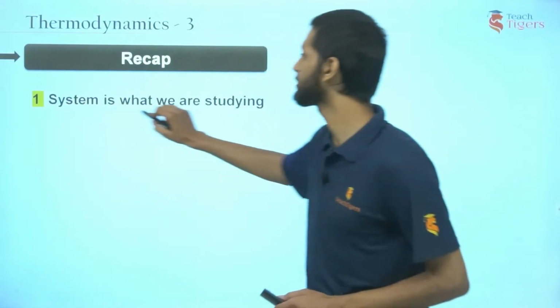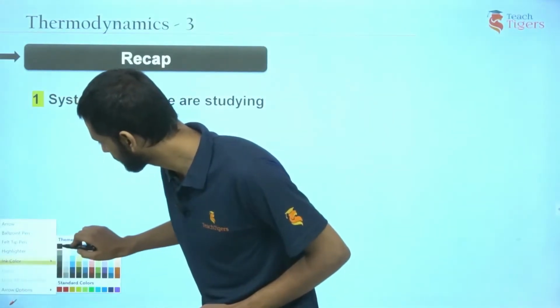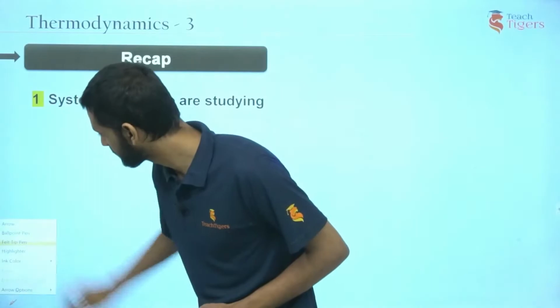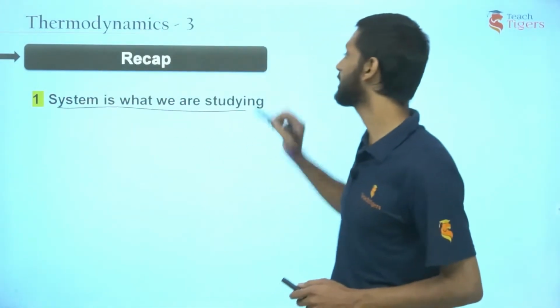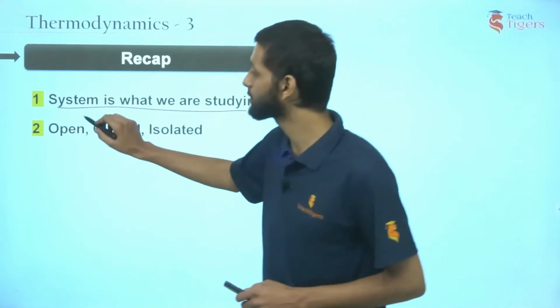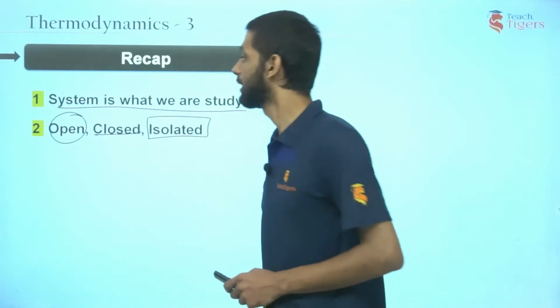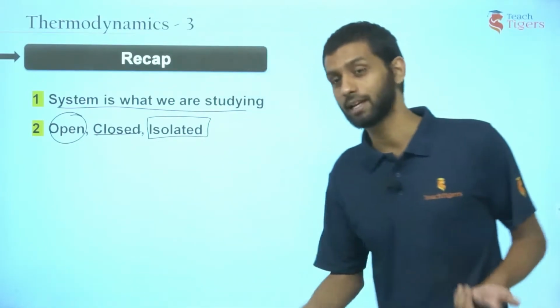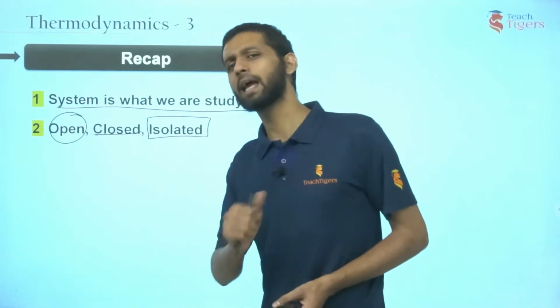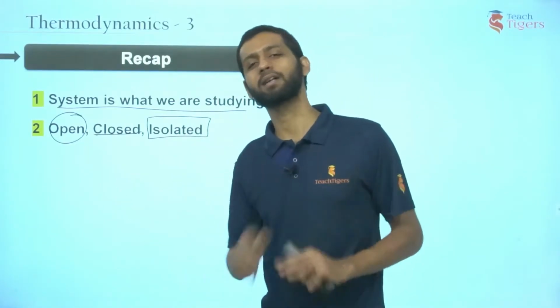System is what we are trying to study. We defined what a system is in our last lecture, and we said there are three types of system: open system, closed system, and isolated system. Open system can exchange mass, can exchange energy. Closed system can exchange energy, but cannot exchange mass. Isolated does not exchange mass, does not exchange energy.